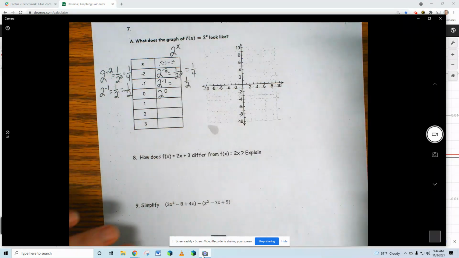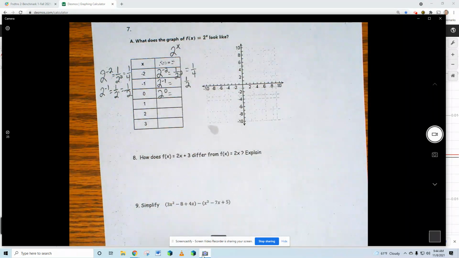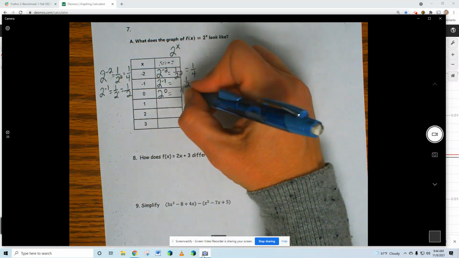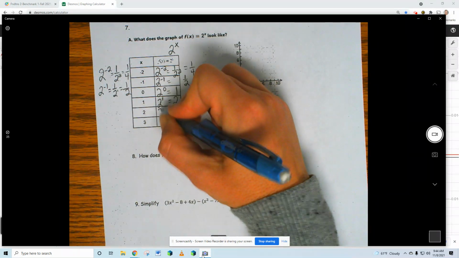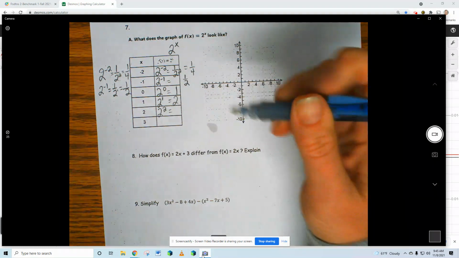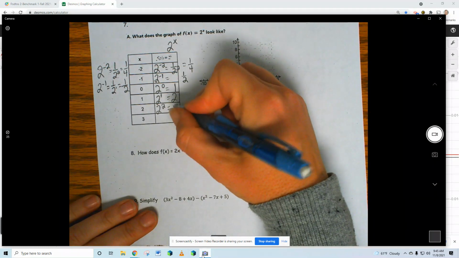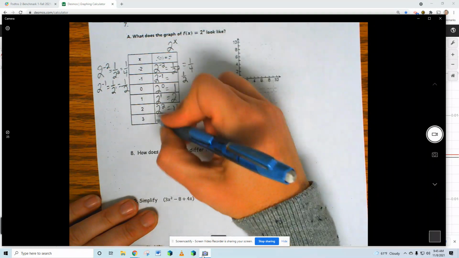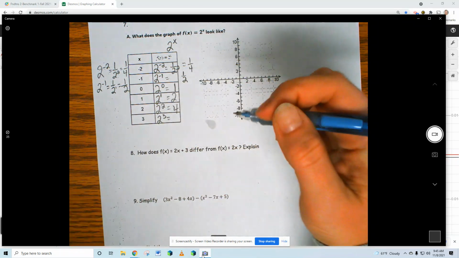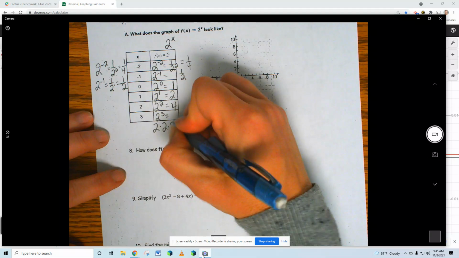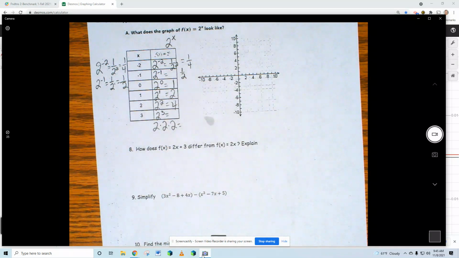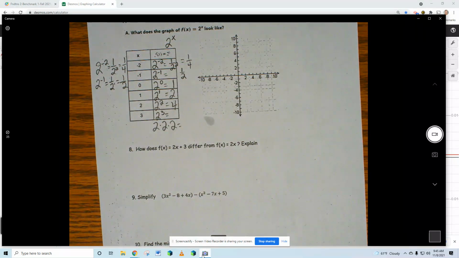2 to the 0. Anything to the 0 power is 1. 2 to the first, 2. 2 to the second, 2 times 2, 4. Ooh, I'm running out of ink. 2 to the third, 2 times 2 times 2. What's 2 times 2 times 2? 8. Thank you.